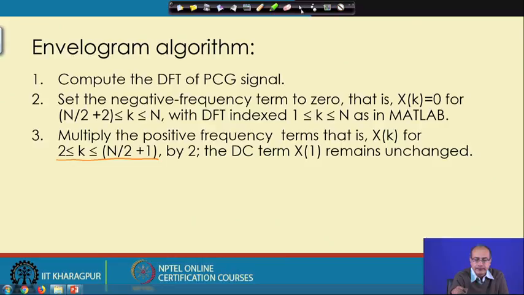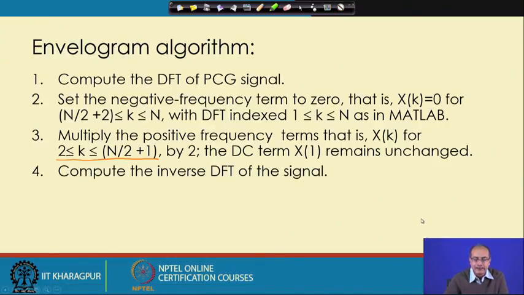The next is we go for the inverse DFT of the signal. That means we started with a real signal, in this case it is PCG, which is our signal of interest, and we have created that analytic signal in between in the frequency domain. When we take the inverse DFT, we get the analytic signal in the time domain.